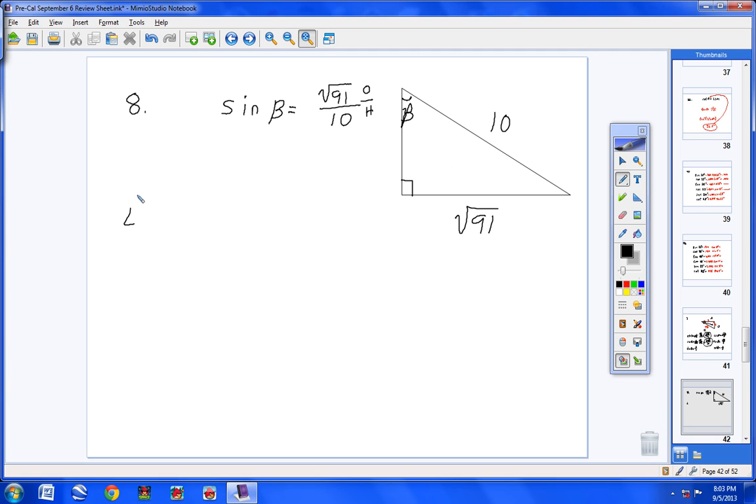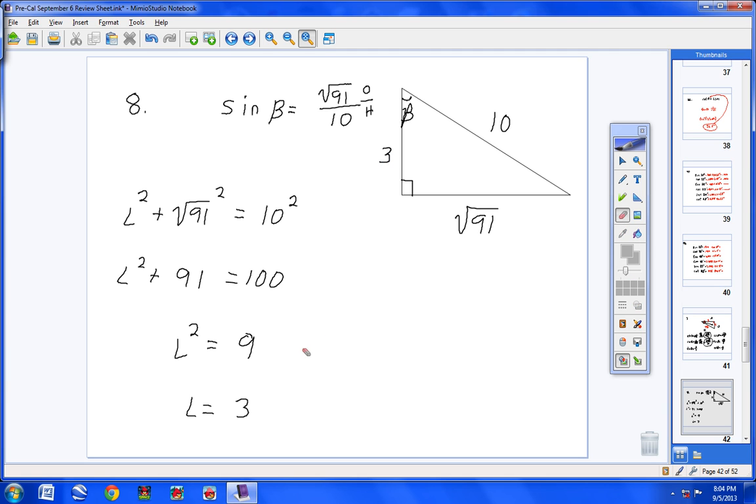So we use Pythagorean Theorem, L squared plus my other leg, which is square root of 91 squared, equals the hypotenuse squared, 10 squared. Now, when you square a square root, the square root of 91 times the square root of 91 is just going to be 91. And 10 times 10 is 100. Now next I'm going to bring this 91 over and make it a negative 91. When I do that, I'm left with L squared equals 9. Now take the square root of both sides, and L equals 3. So my missing leg is 3. All right, now go back and watch that again if you need to.